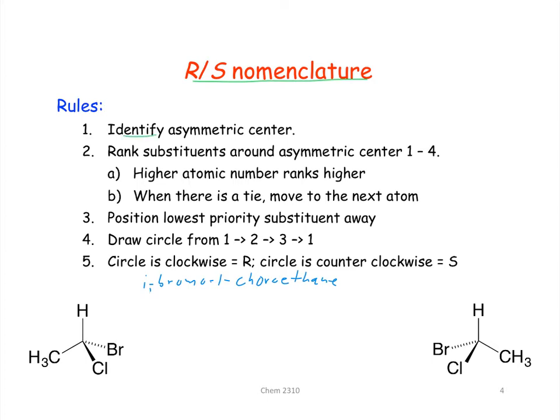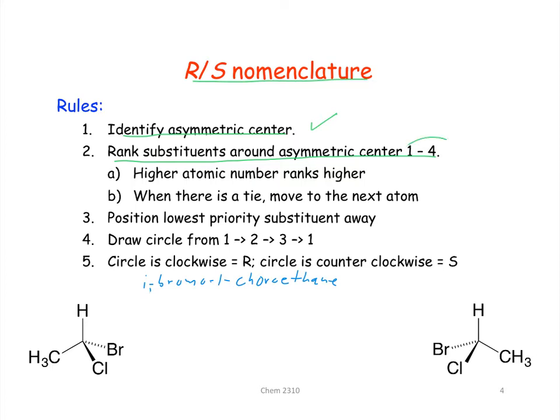First thing we have to do is identify the chiral center. All right, so we know how to do that already. We just did it on those complicated molecules in the last slide. So we know that in this molecule it has 1 chiral center where the bromine and the chlorine are attached. Okay, so the next step, once we know there is one, is to rank the substituents around the asymmetric center.